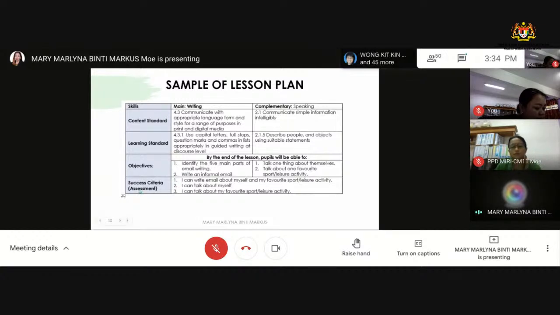Okay. And then the success criteria, as we know in the CEFR, we have the can-do statements. So I can write an email about myself and my favorite sport, leisure activity. I can talk about myself. I can talk about my favorite activity. Okay, this is the sample of the lesson plan.